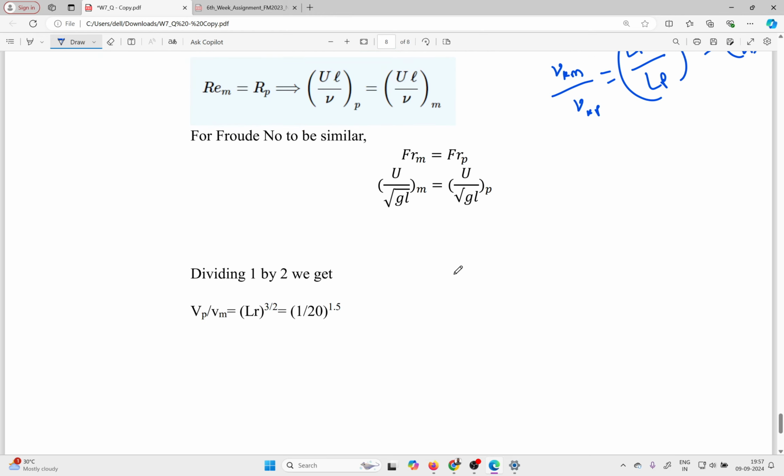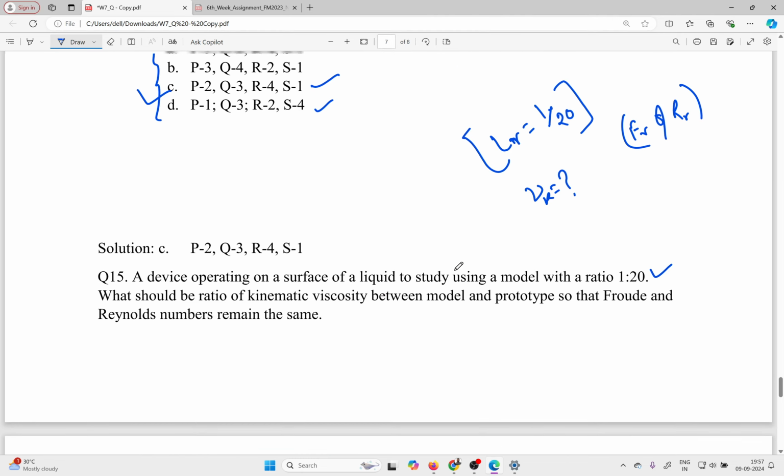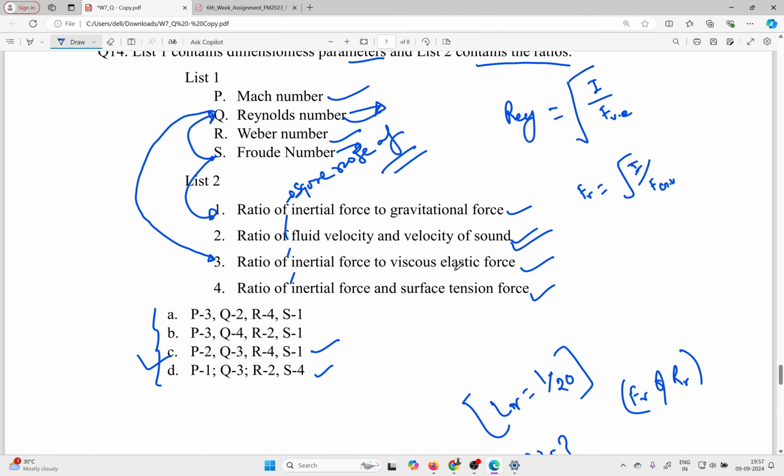Remember, please, always how you will proceed with such type of question. Such type of question you can expect in your coming examinations, whatever exam is coming, the GATE exam as well as your NPTEL fluid mechanics final exam.